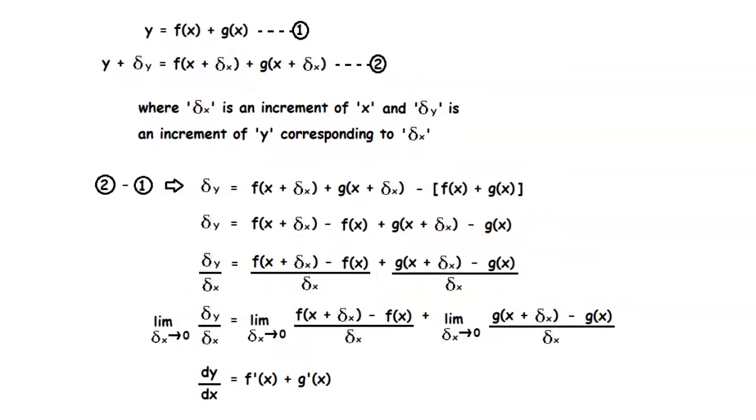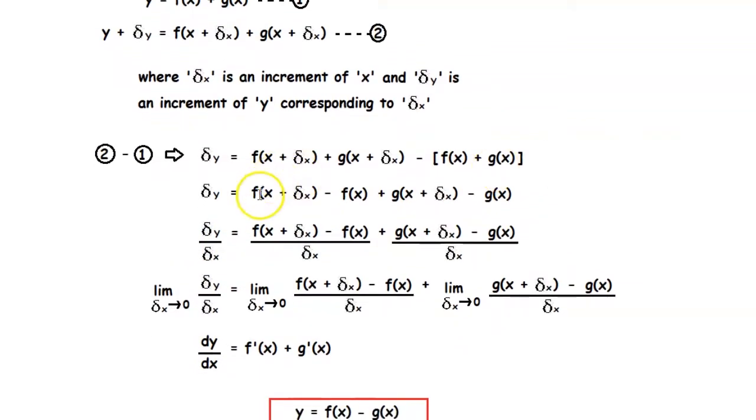So this gives us delta y over delta x equals f of x plus delta x minus f of x divided by delta x. So we bring all of this under one common denominator, delta x. And for the g functions, we have g of x plus delta x minus g of x divided by delta x. We bring this under one common denominator, delta x.